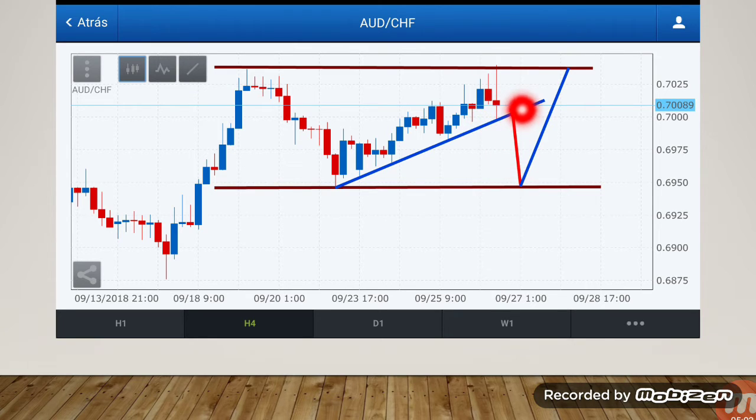So we're going to be looking out for the appropriate type of signal that is strong enough and clear enough that will provide confirmation of the start of this bearish movement.